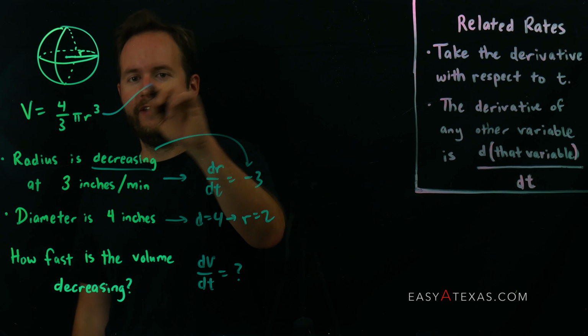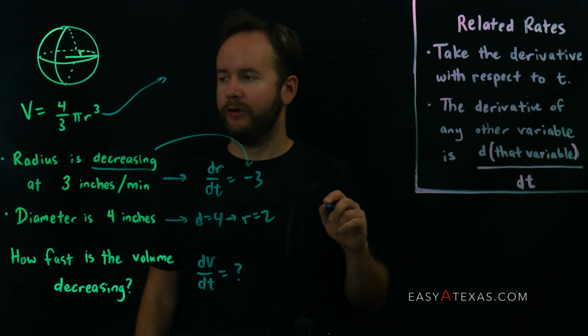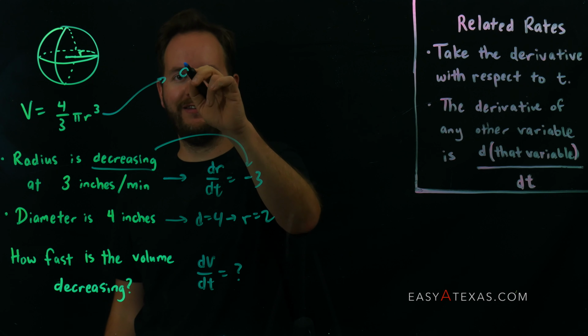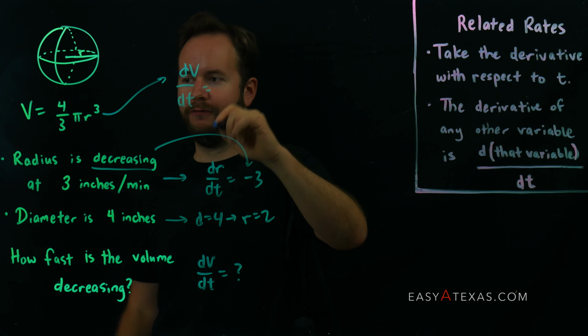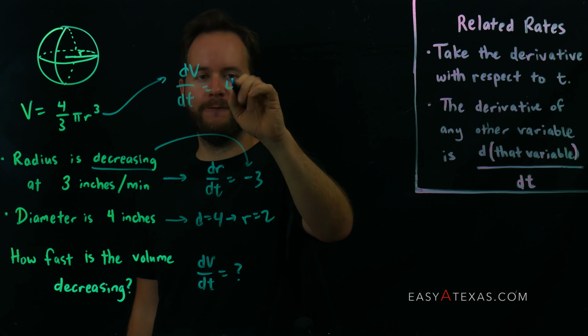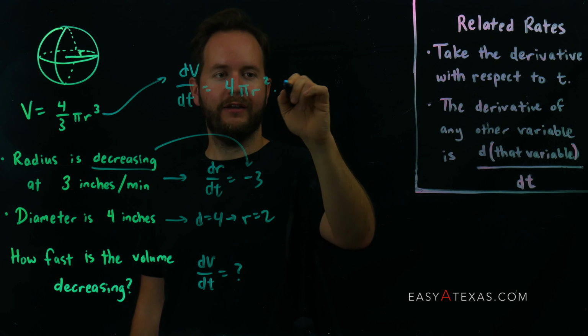When I take the derivative of V equals 4/3 pi r cubed, the derivative of V is just dV/dt. The derivative of 4/3 pi r cubed: that 3 will come down in front and multiply by 4/3 to give me 4 pi r squared times dr/dt.